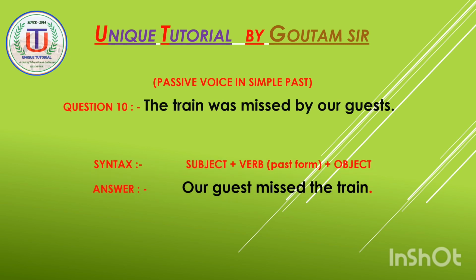Question number 10. The train was missed by our guests. The sentence is in passive voice in simple past. The syntax will be subject plus verb past form plus object. So according to the structure, the sentence will be: our guests missed the train.